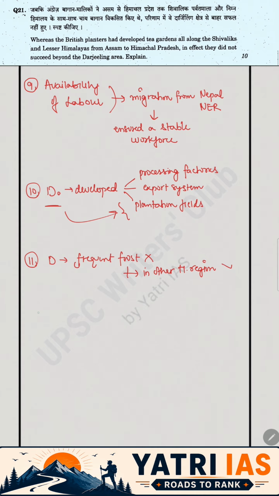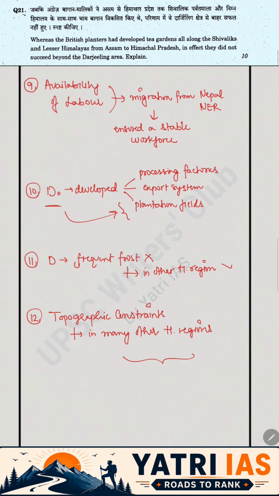So that is also a reason you could mention. Then you could also mention topographic constraints in many of the other Himalayan regions. So all these reasons provide a favorable condition why Darjeeling was favored by the Britishers for tea plantation.